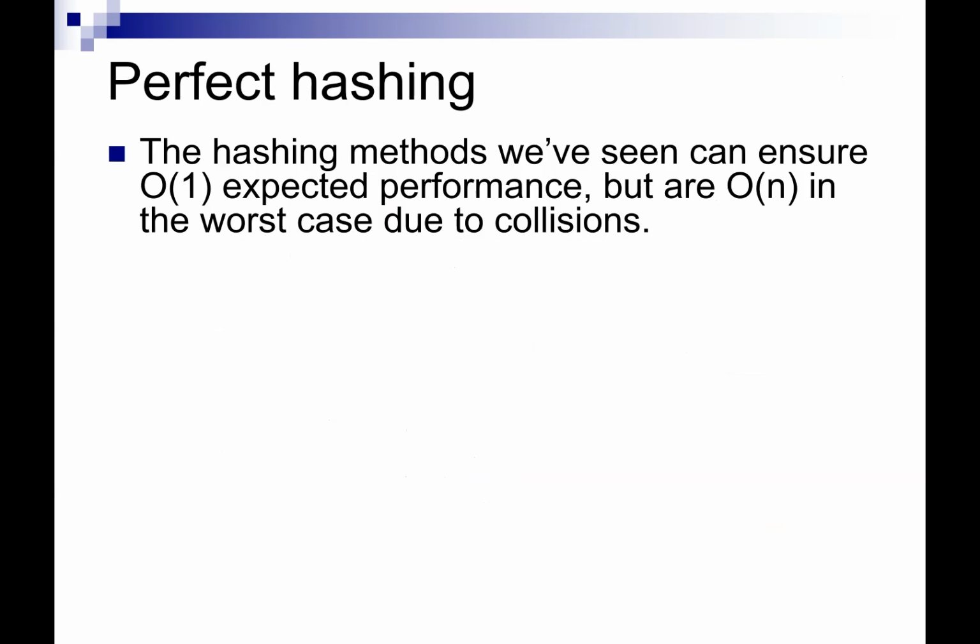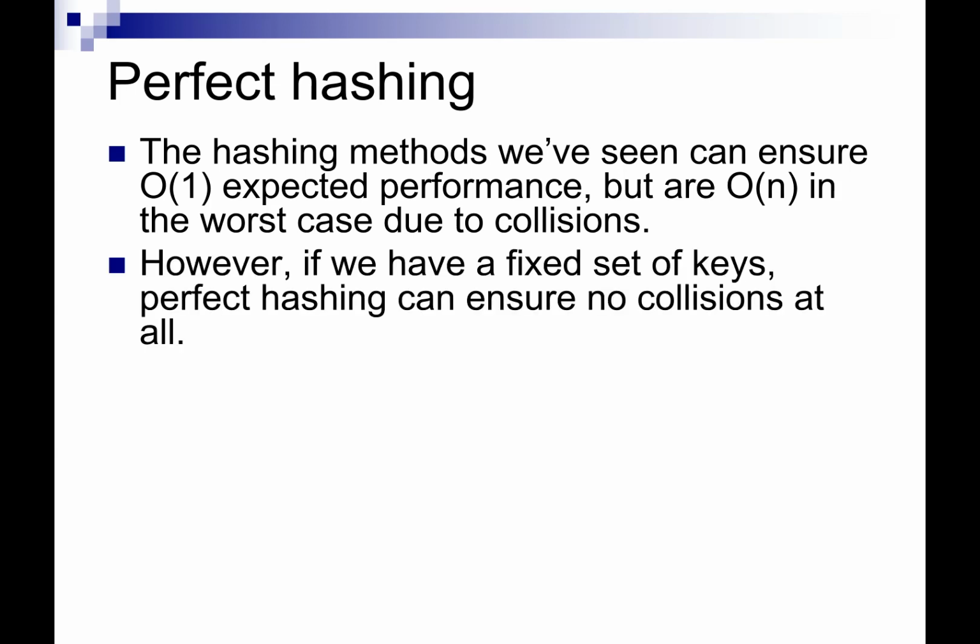Okay, right now we're going to talk about one final topic, which is perfect hashing. The hashing methods that we have up to now can produce constant time expected performance. But in the worst case, there's still going to be order n, even though for universal hashing we have that in expectation, it's going to be order n divided by m. Now, we can actually do better than that.